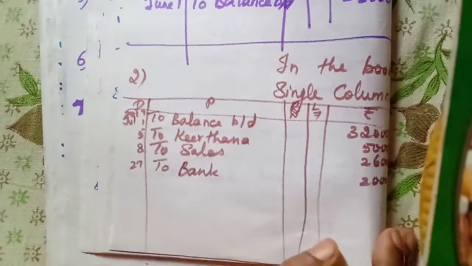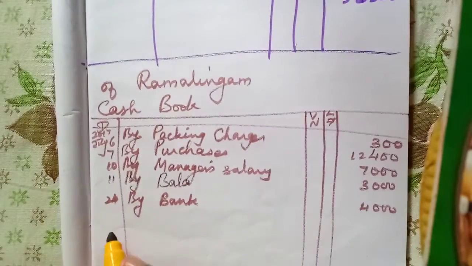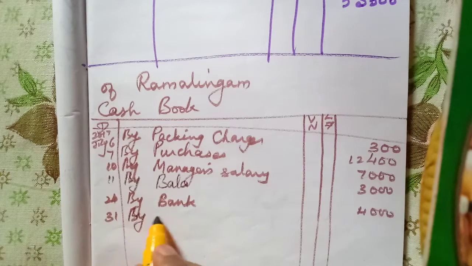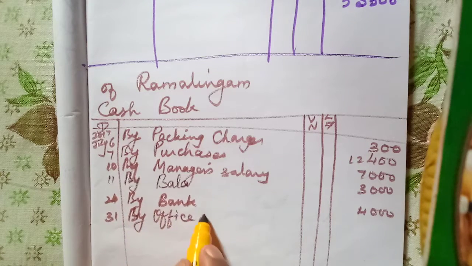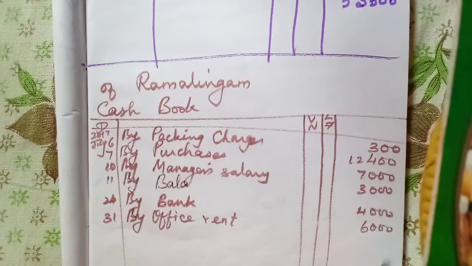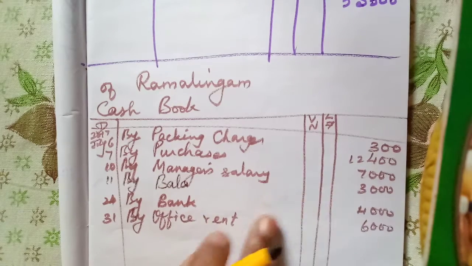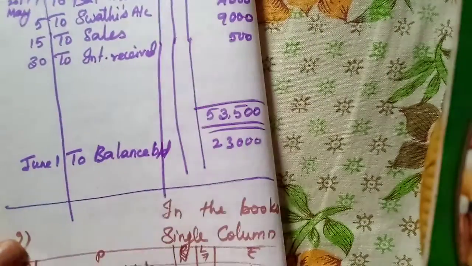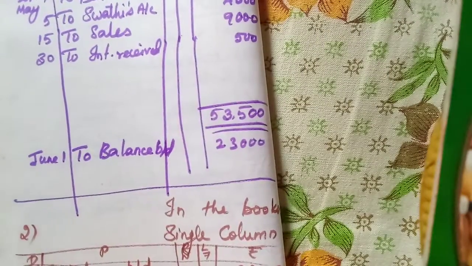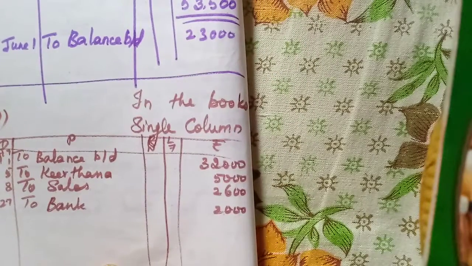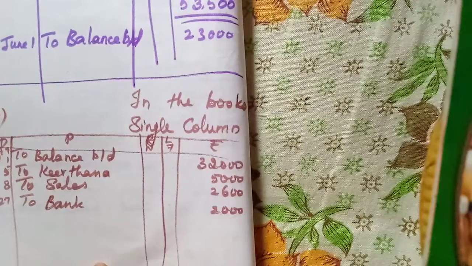Paid office rent in cash. So this is payment. Office rent 6,000. Now we will see which one is the greater total. Okay, here 20, 30, above 30, here 40, 45 around. Okay, so this one will be the greater amount. We will write with the pencil, okay, to check.